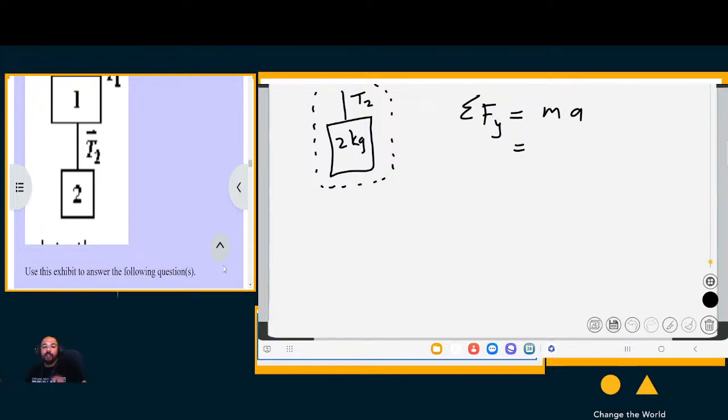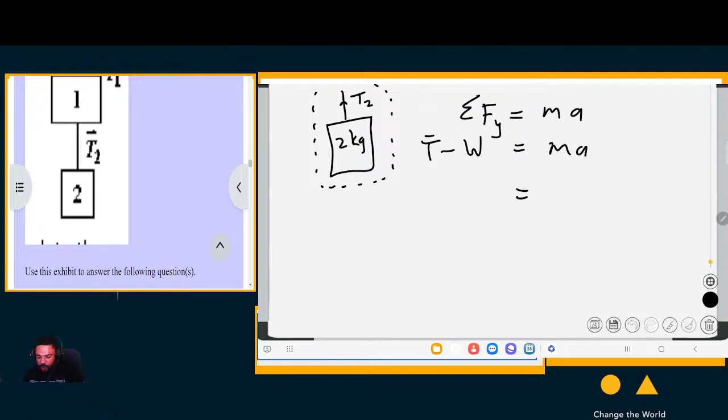Now, what forces are acting on this block? There are two forces. There's the tension that is holding this block upwards, and then there's its weight. Taking up as positive, the tension would be one of the forces minus the weight of this block, which is in the opposite direction. So the tension goes upwards, the weight goes downwards. Then the mass times the acceleration of the whole system.